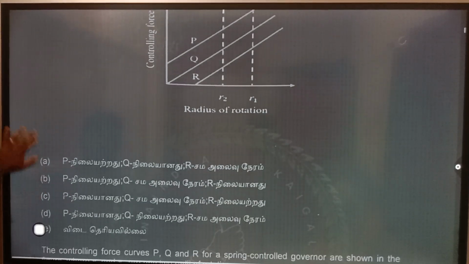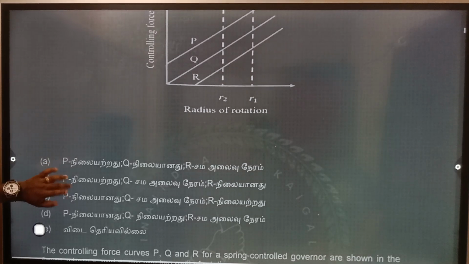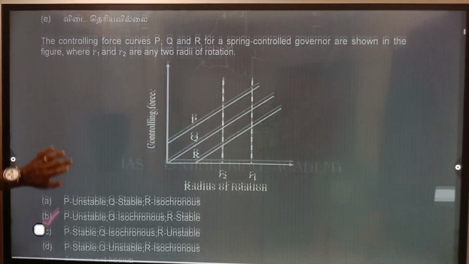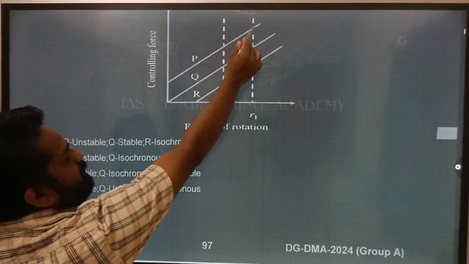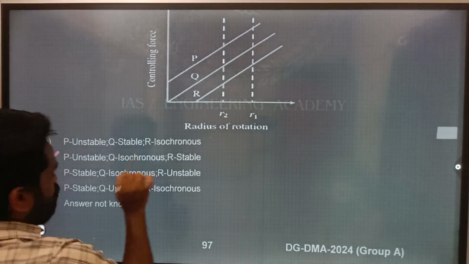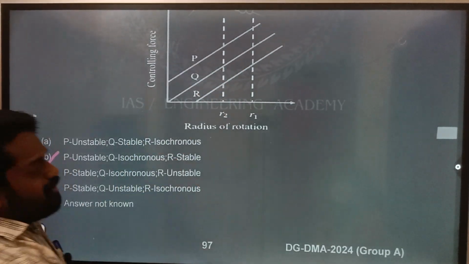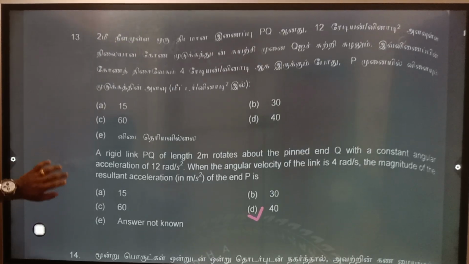Next, 12th question. The answer is B. P represents unstable, Q represents isochronous, R represents stable. Okay. Next.